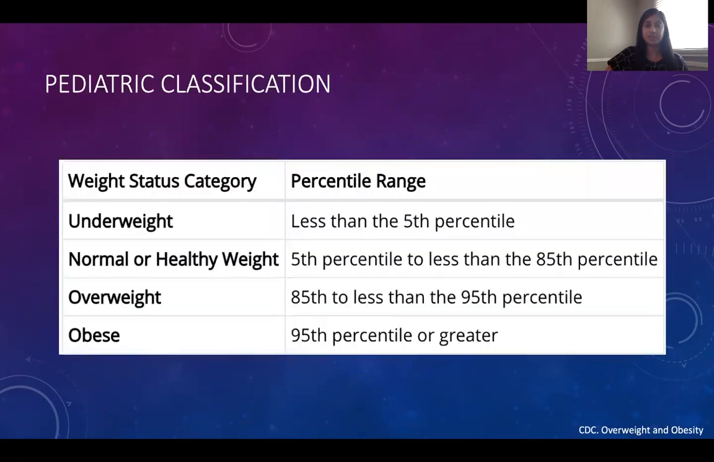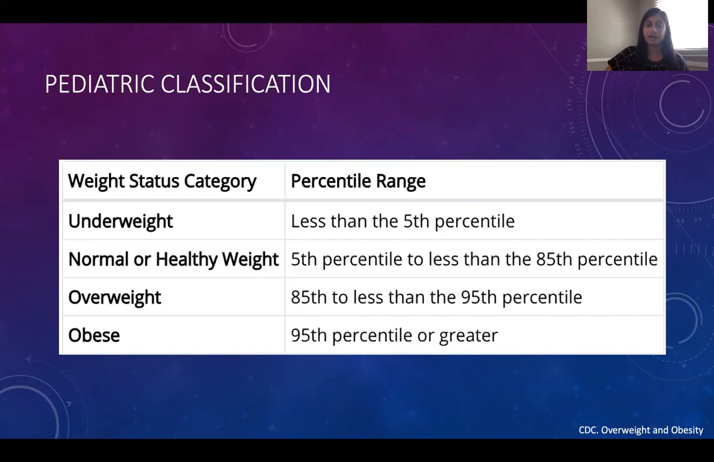In pediatrics, we use BMI percentiles to categorize weight status. And you can see from this chart here that when you have a patient in the 85th to 95th percentile for their BMI, they are considered overweight. And when they're in the 95th percentile or greater, they are considered obese.